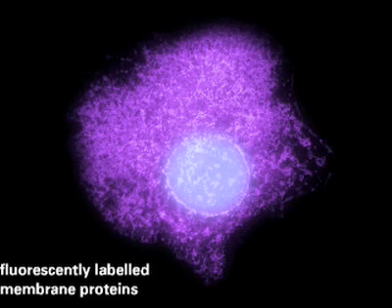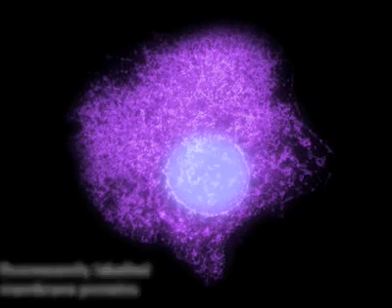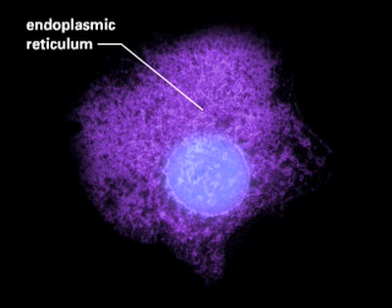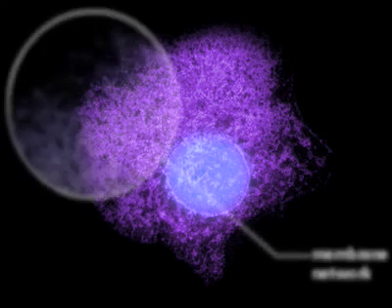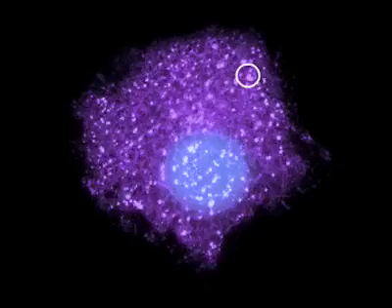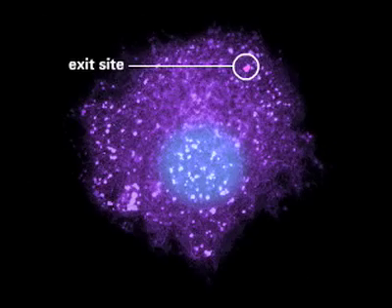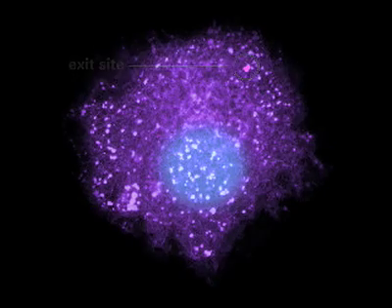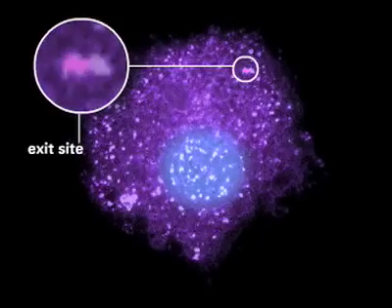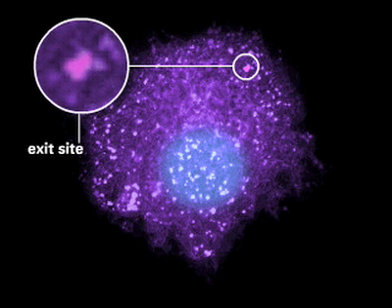Fluorescently labeled membrane proteins start their journey to the plasma membrane after synthesis in the endoplasmic reticulum. They are first dispersed throughout the extensive membrane network of the endoplasmic reticulum, from where they move to exit sites that form in random locations in the membrane network. At each of these sites, the membrane proteins are concentrated and packaged into transport vesicles.